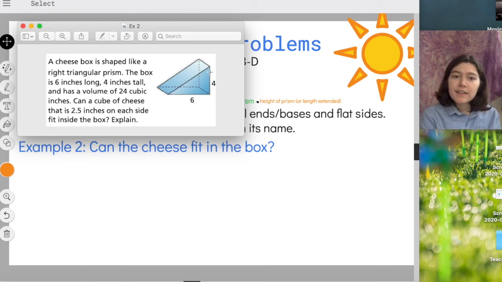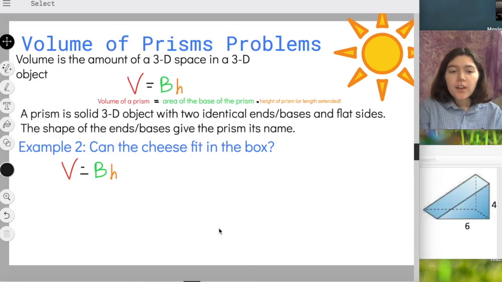We are missing what I would end up calling the height in this example, that length extended. Really, this question comes down to, we're given the length and the width, and we need to find the height of this triangular prism, and then we'll answer a question based off of that. So just like before, we're going to use the volume of a prism formula.